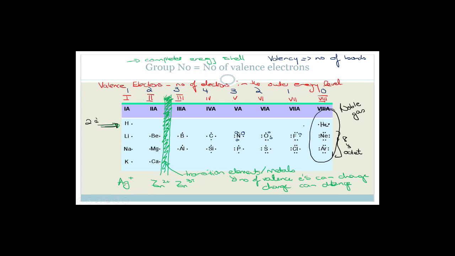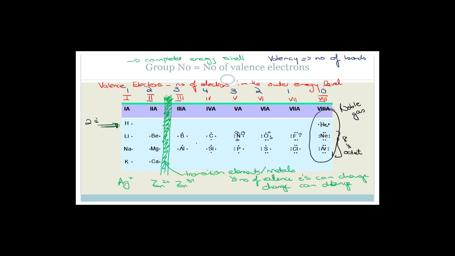Okay, so like I said, this lithium is going to share that one electron. Beryllium is going to share two. Boron is going to share three. Carbon, ditto. Then nitrogen, it looks at the spaces. How can we get it?